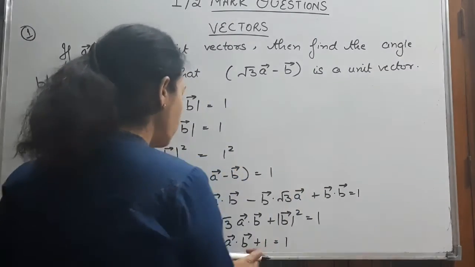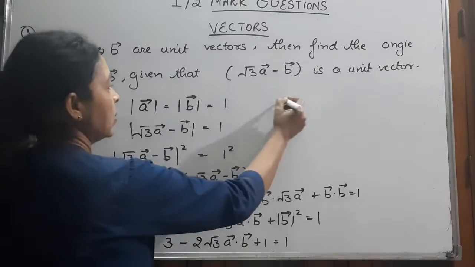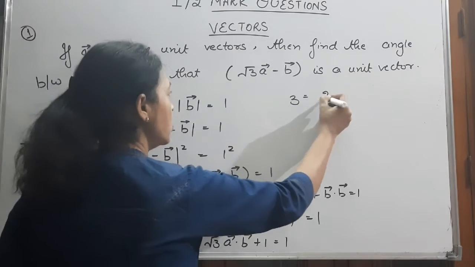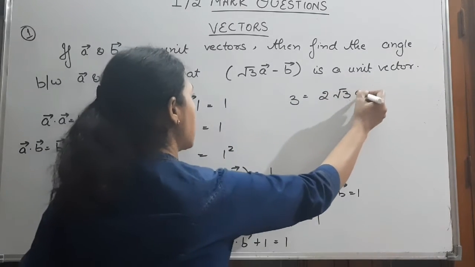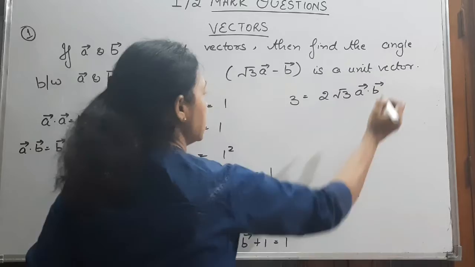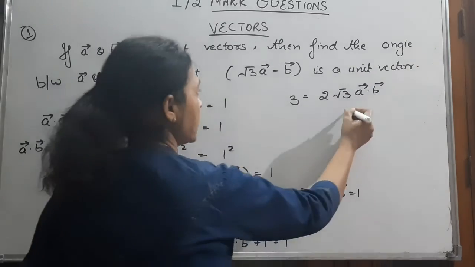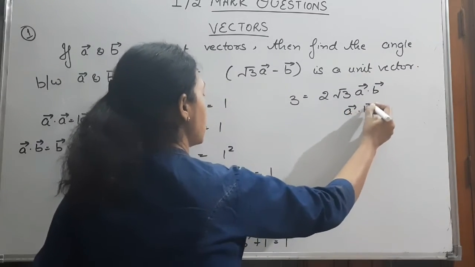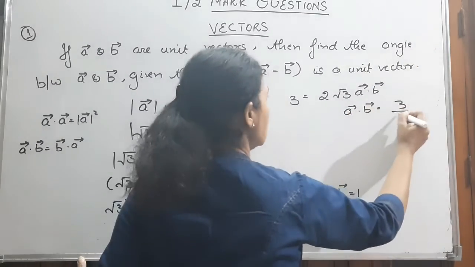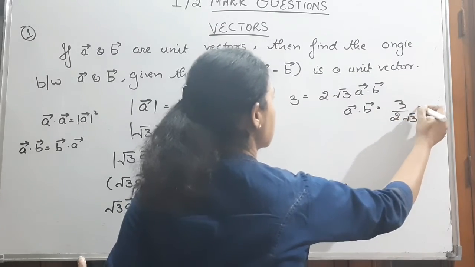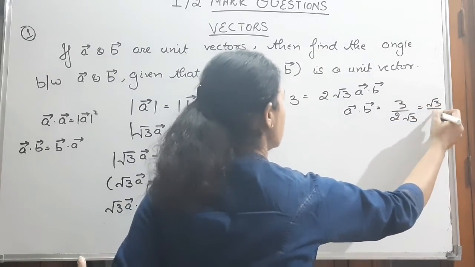Now, we have 3 plus 1, 4, minus 1, 3, equals 2 root 3 into vector A dot vector B. What is vector A dot vector B? Vector A dot vector B is equal to 3 upon 2 root 3, that is root 3 by 2.